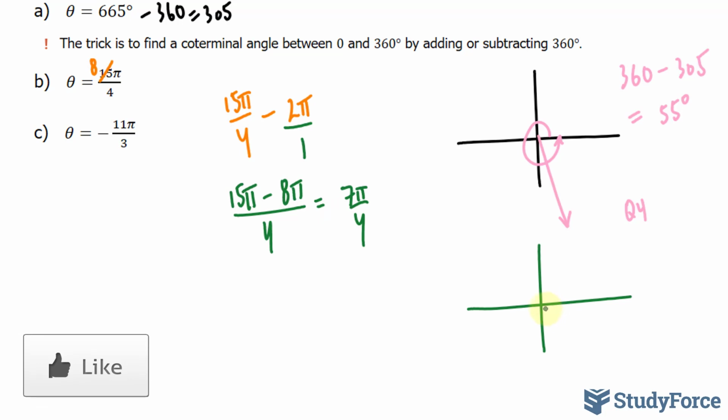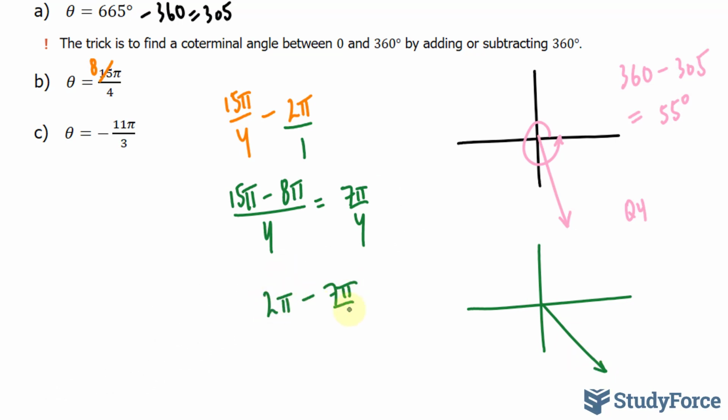So we can tell that our terminal side will be once again in the 4th quadrant, and to find the reference angle, we take 2 pi minus 7 pi over 4, and we end up with pi over 4. This is our reference angle in radians.